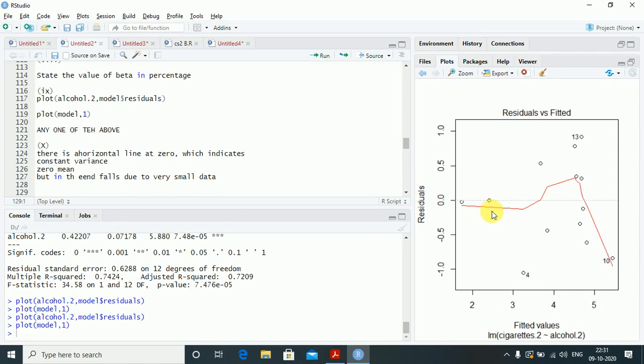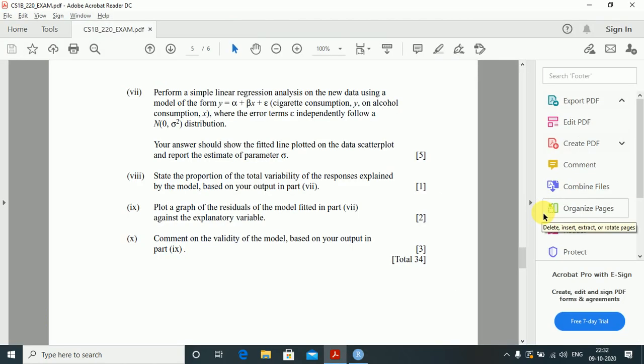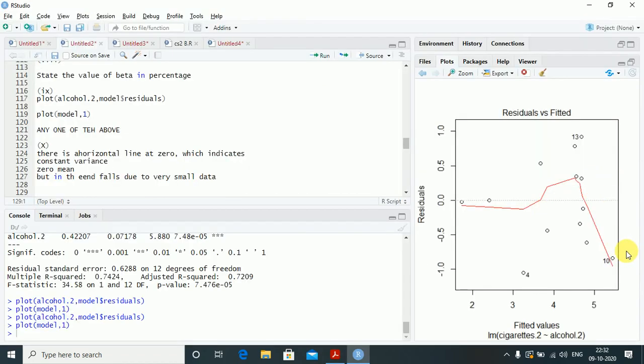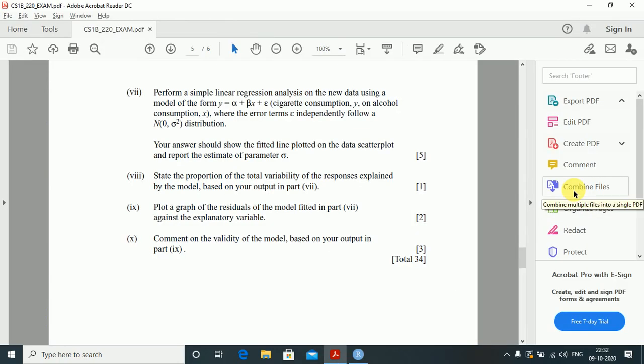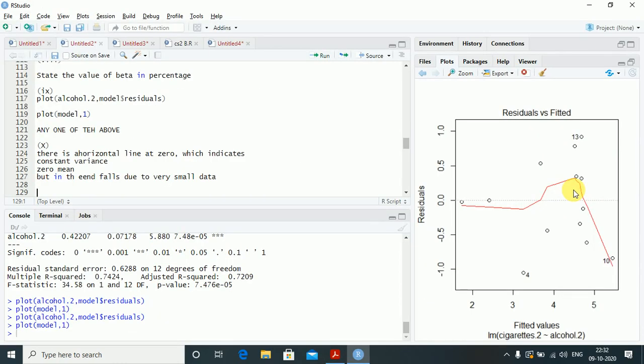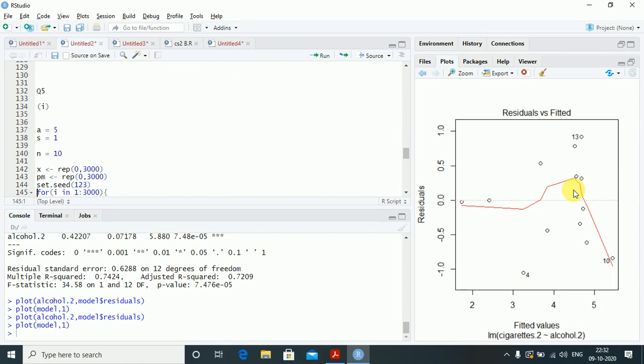Since there is a horizontal line at 0, which indicates a constant variance and zero mean. This is only a 10 sample data, so obviously, since the data is very small, we don't know about the future assumptions. That is why this variance may be falling, but if the data was big, obviously maybe the variance would be constant. Okay, coming to question 5.